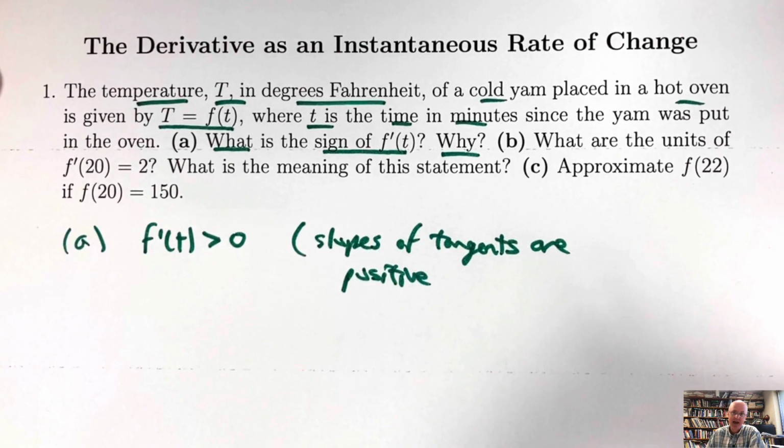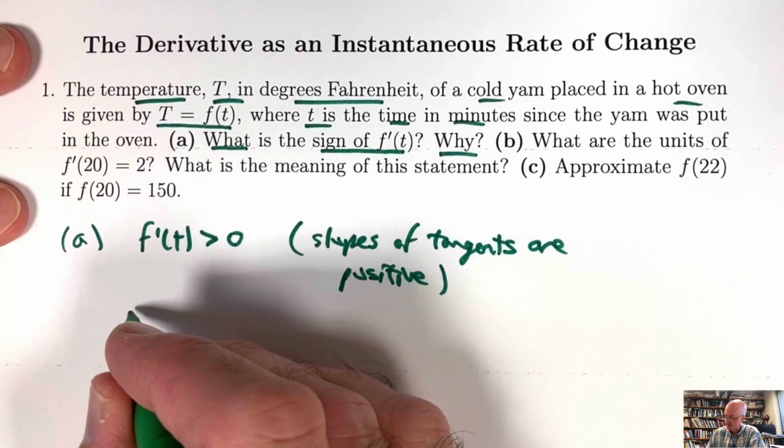You could also say capital T is an increasing function of little t, though there are some exceptions in that case where the derivative can be 0 at isolated spots. Don't worry about that too much. I'll just say slopes of tangents are positive. Again, capital T is an increasing function of little t.